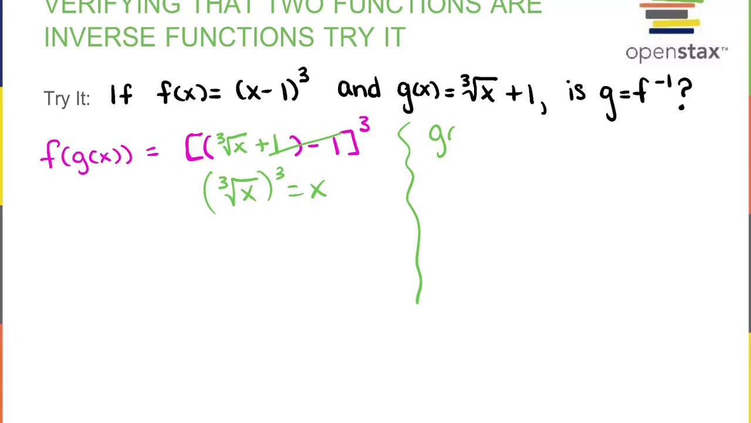Let's do g of f of x. So we start off with g, which is the cube root of (x plus 1), and instead of x, we're going to put in (x minus 1) to the third. And the cube root of (x minus 1) to the third cancels out and leaves x minus 1. I'm sorry, I wrote that wrong, didn't I? That should say x minus 1. So that cancels, it leaves x minus 1 plus 1, and we get x. So they are inverses.